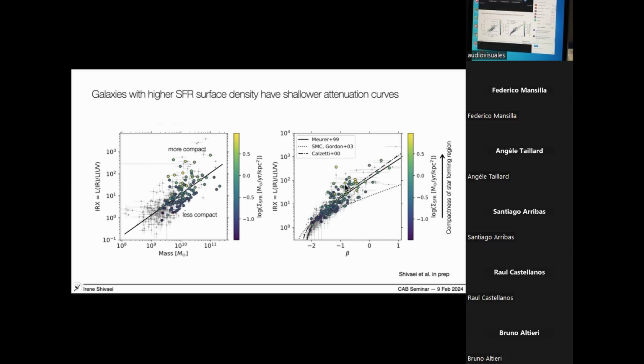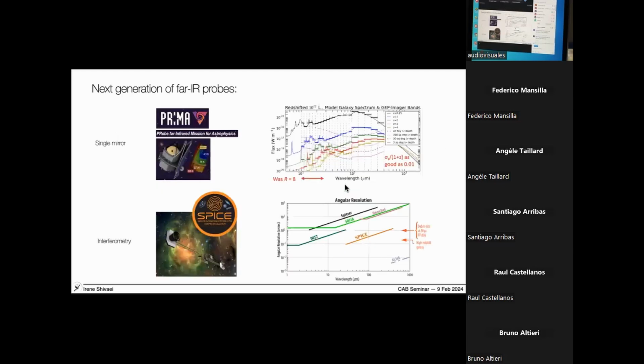Now, these were some of the results with the JWST. We are just at the beginning of the way, and there is a lot more to be done with this amazing telescope. But at the same time, I would also like to always keep an eye out for future facilities.